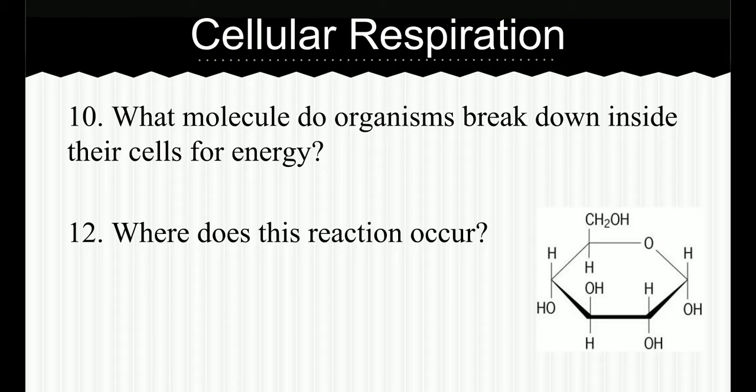So cellular respiration is going to convert chemical energy from glucose into usable energy in the form of ATP. So again, it asks you, number 10, what molecule do organisms break down inside their cells for energy? That's glucose. That's your glucose that's breaking down. And let's see if you guys remember this from middle school. Where does this reaction occur? So that, again, is going to be your mitochondria. So again, we love that term. The mitochondria is the powerhouse of the cell. However, what it means when we call it the powerhouse is that it's breaking down glucose to form ATP for the cell to be able to run its cellular processes.